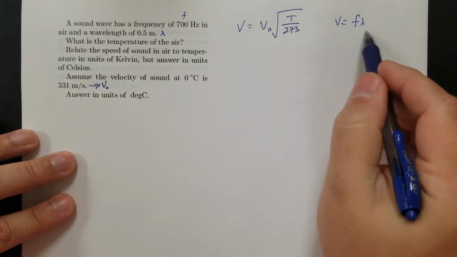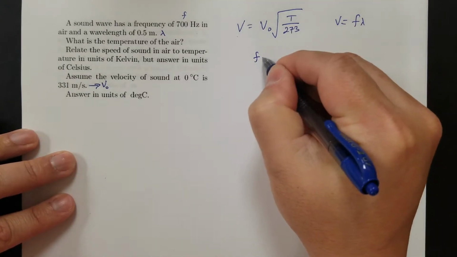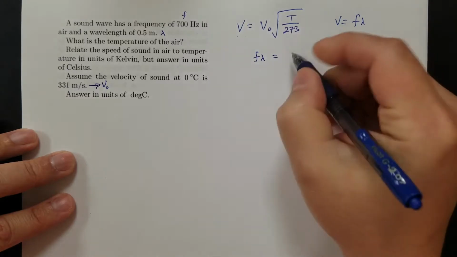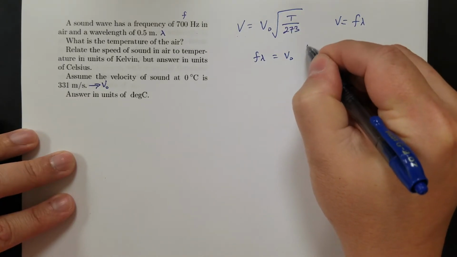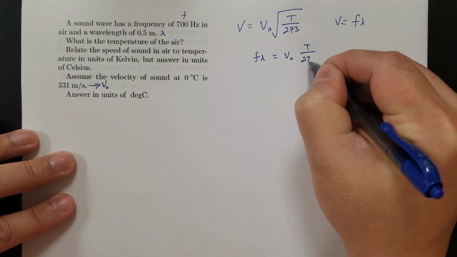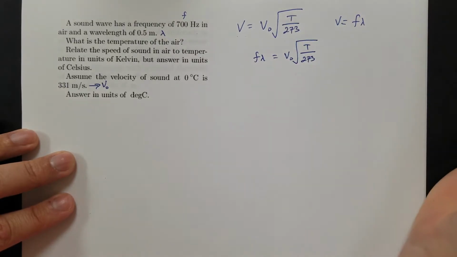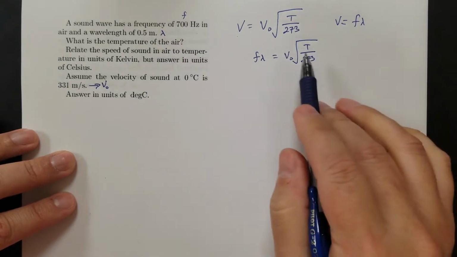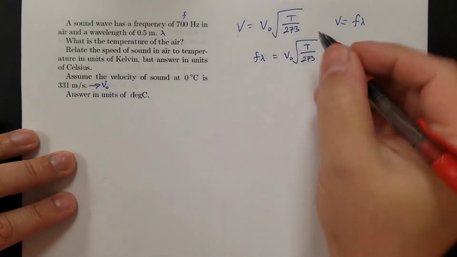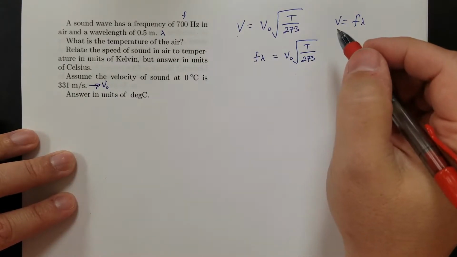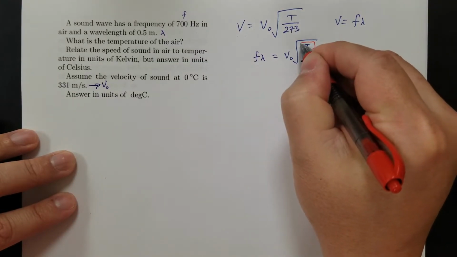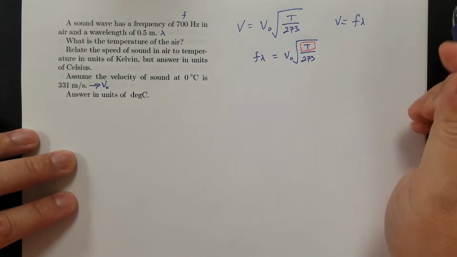Because both of these things are equal to velocity, I can say frequency times wavelength equals V naught times the square root of the temperature divided by 273. And if I do this, now I can solve, I'm trying to figure out temperature, right? So now I can solve for T. And there's some algebra for you to do.